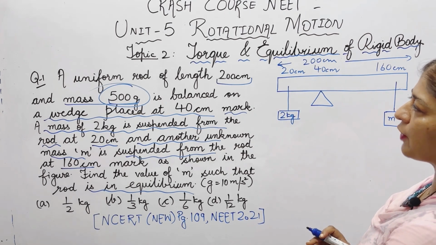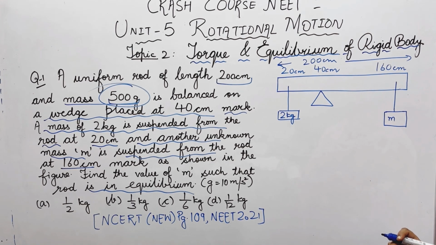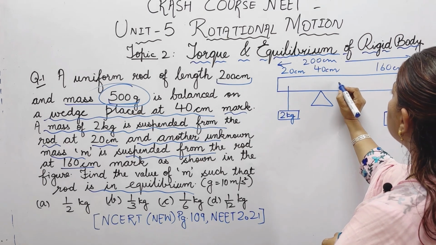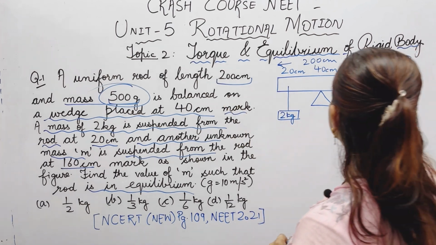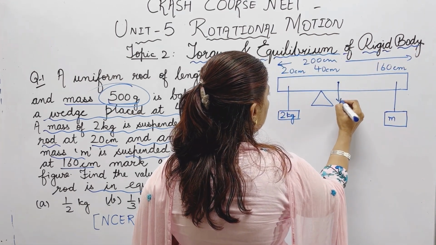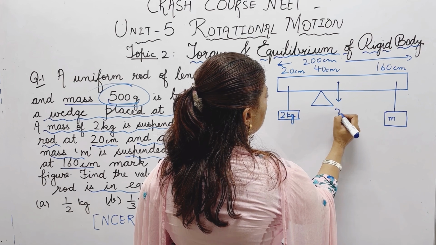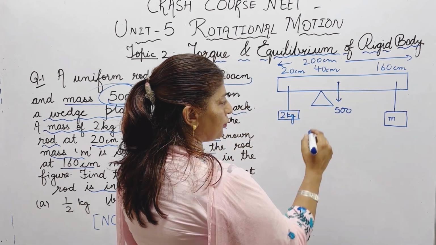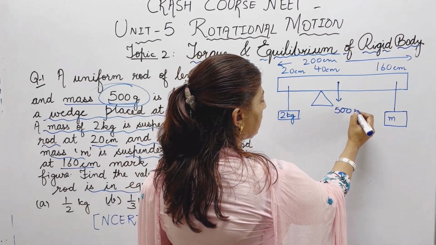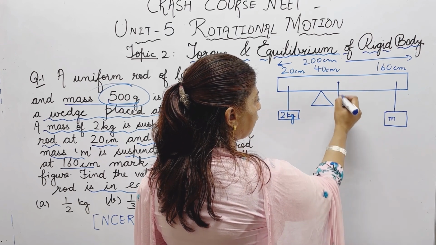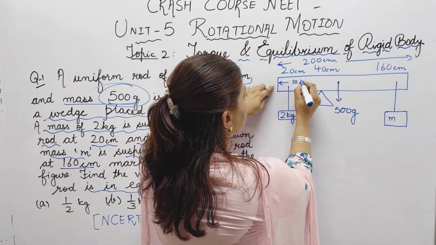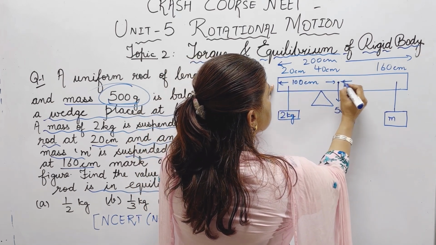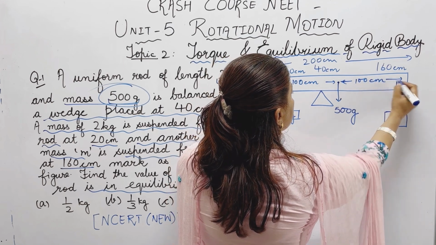Along with one more thing, that the mass is 500 gram and it is balanced on a wedge placed at 40 centimeter. So the center of mass, since it is a uniform rod, will lie exactly at the center of the rod. Let us take this as the center of the rod. So 500 gram will be hanging from here. So mass into acceleration due to gravity, mg, this force will act from this point. And this is exactly at the midpoint. So this is 100 centimeter and this is also 100 centimeter.